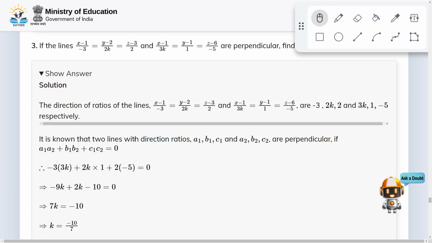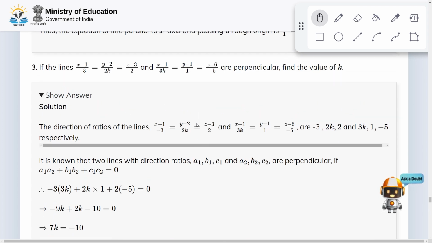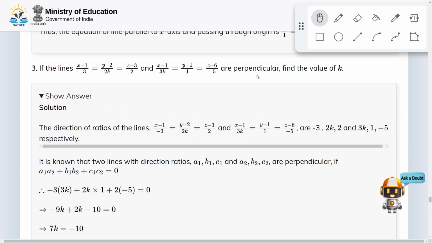If you multiply the corresponding components of the direction ratios, you will get the sum equal to 0. The direction ratios of the first line will be minus 3, 2k and 2, and for the other line, 3k, 1 and minus 5. Now minus 3 is multiplied with 3k, 2k with 1, and 2 with minus 5. The sum must be 0. It is already given that both the lines are perpendicular, so you just have to find the value of k.